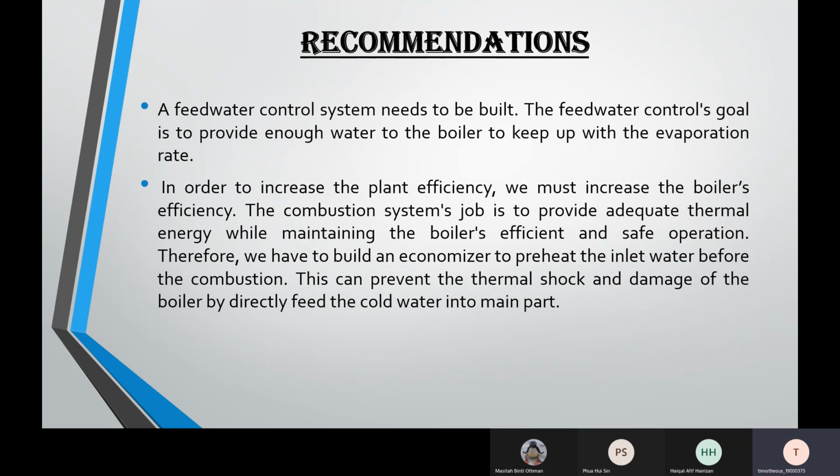Next, a feed water control system needs to be built. The feed water control's goal is to provide enough water to the boiler to keep up with the evaporation rate. Lastly, in order to increase the plant's efficiency, we must increase the boiler's efficiency. The combustion system's job is to provide adequate thermal energy while maintaining the boiler's efficient and safe operation. Therefore, we have to build an economizer to preheat the inlet water before the combustion. This can prevent thermal shock and damage to the boiler from directly feeding cold water into the main part.